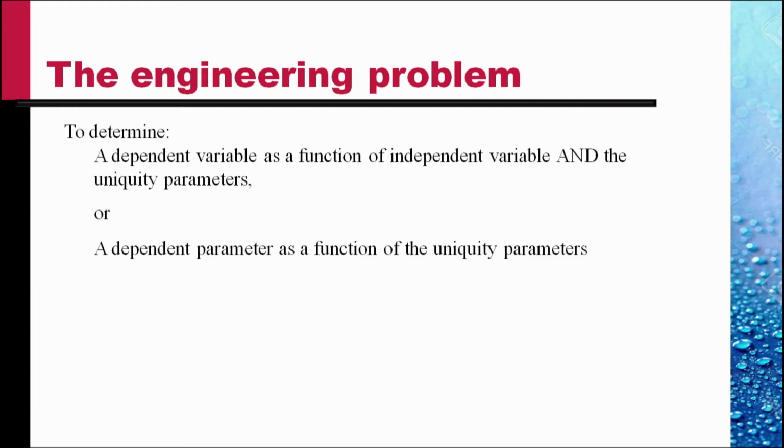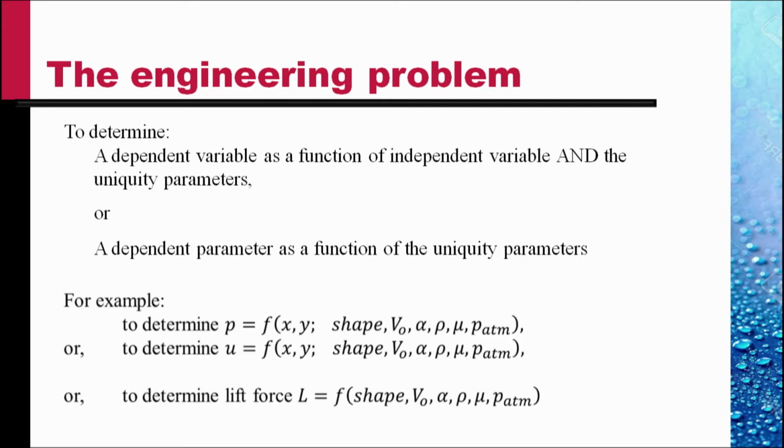The engineering problem consists of determining a dependent variable as a function of independent variables and of the uniquity parameters. Either determine a dependent variable or determine a dependent parameter. But a dependent parameter would be a function only of the uniquity parameters, the independent parameters, and not of independent variables.